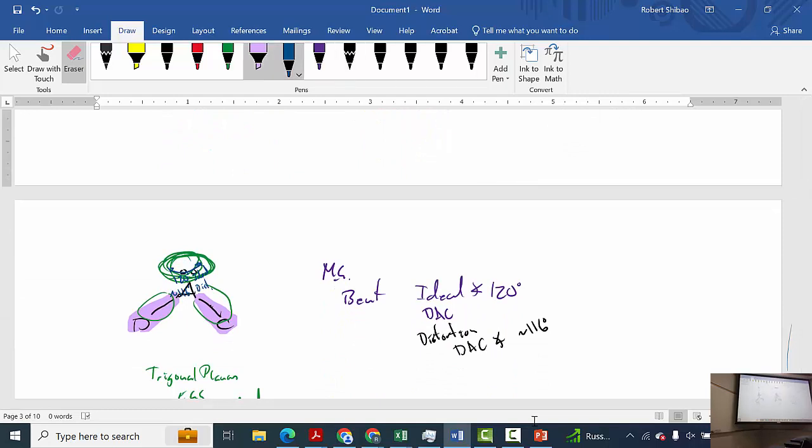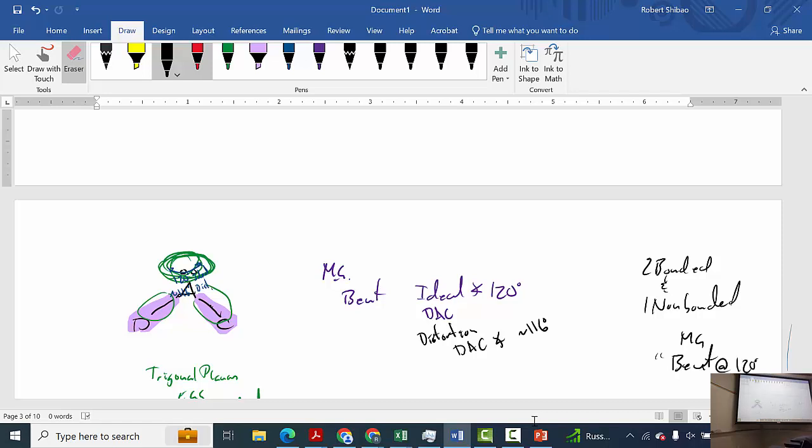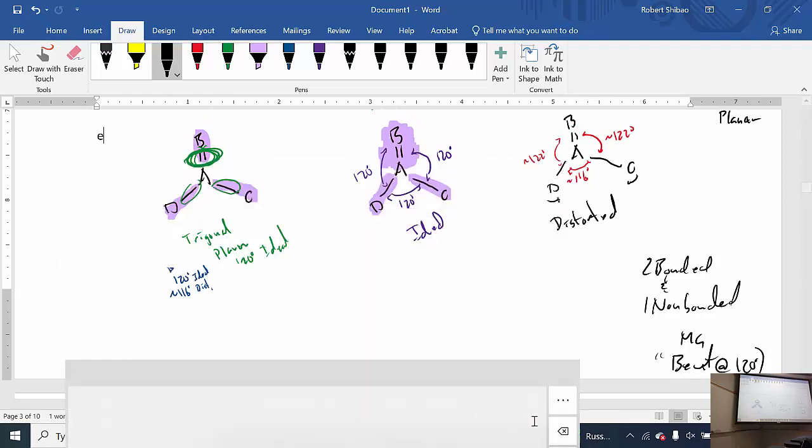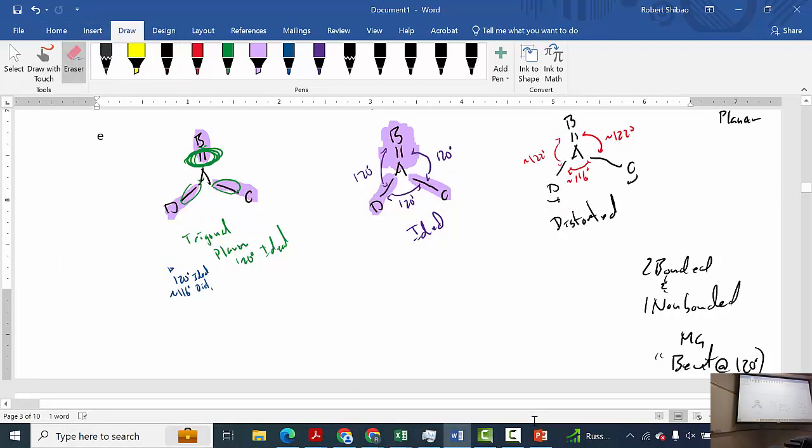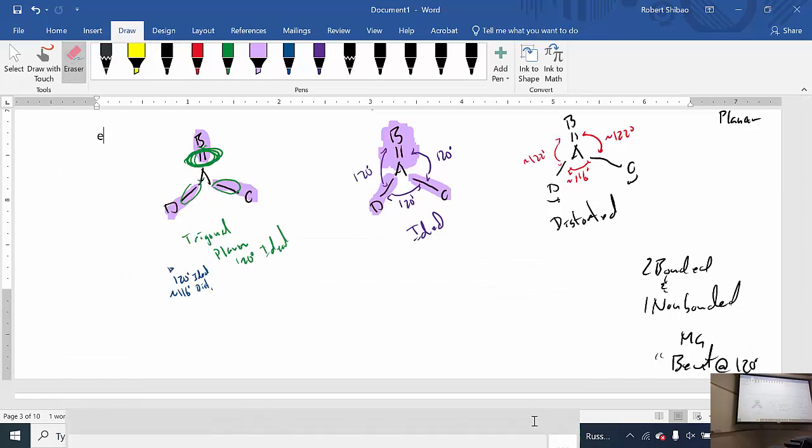All right, so when we have the trigonal planar EGG, then we get the molecular geometry of trigonal planar, or we get the molecular geometry when we have two bonded groups and one non-bonded. Gives us the MG bent. Now we have two different bents. This is bent at 120 degrees ideal.